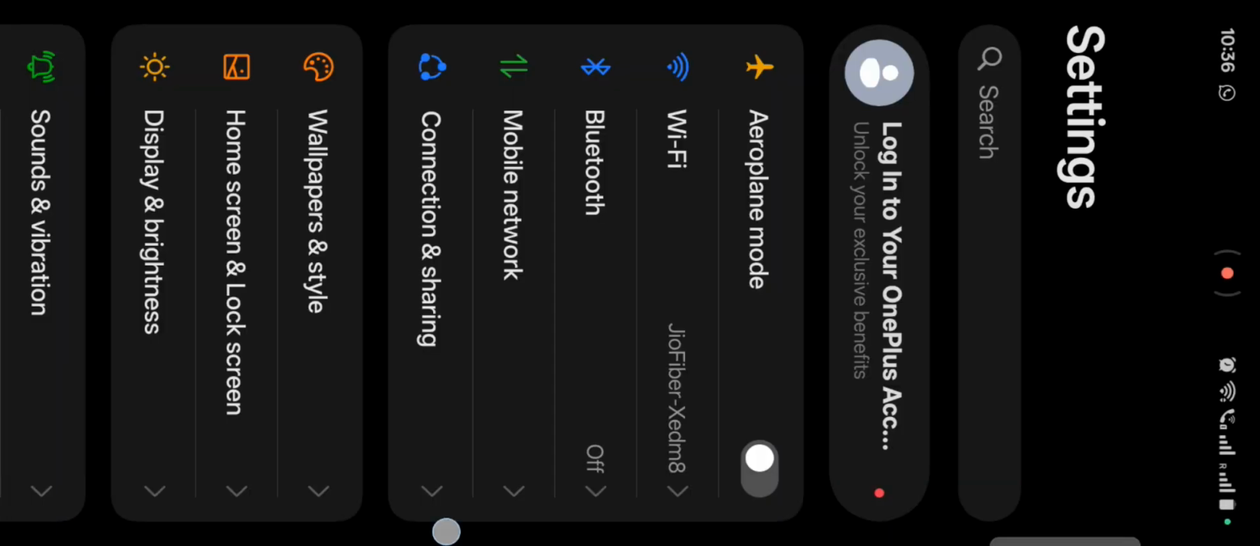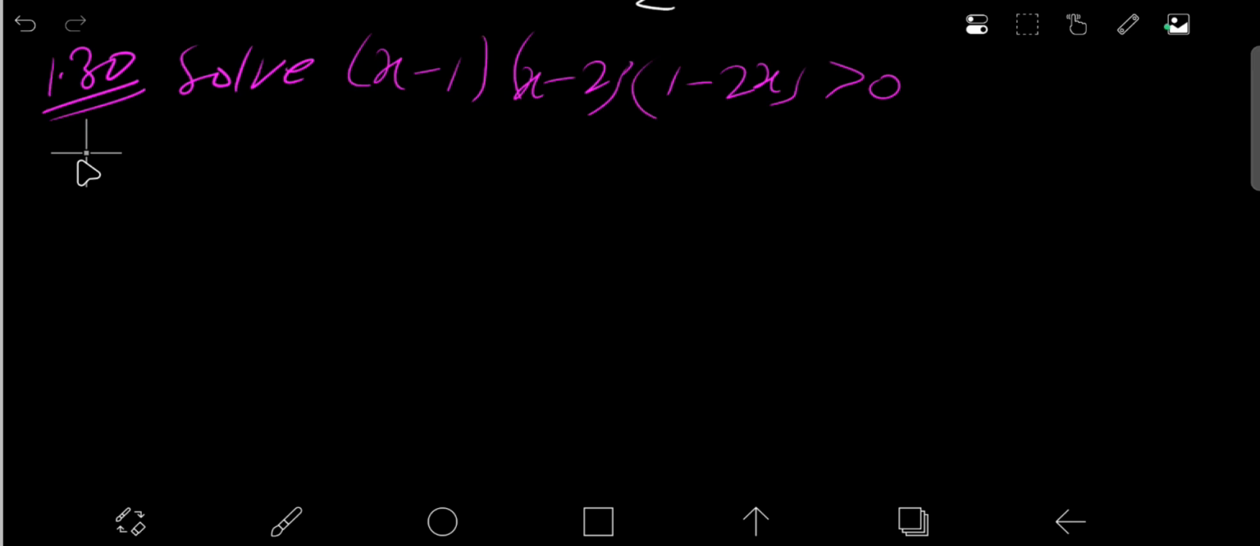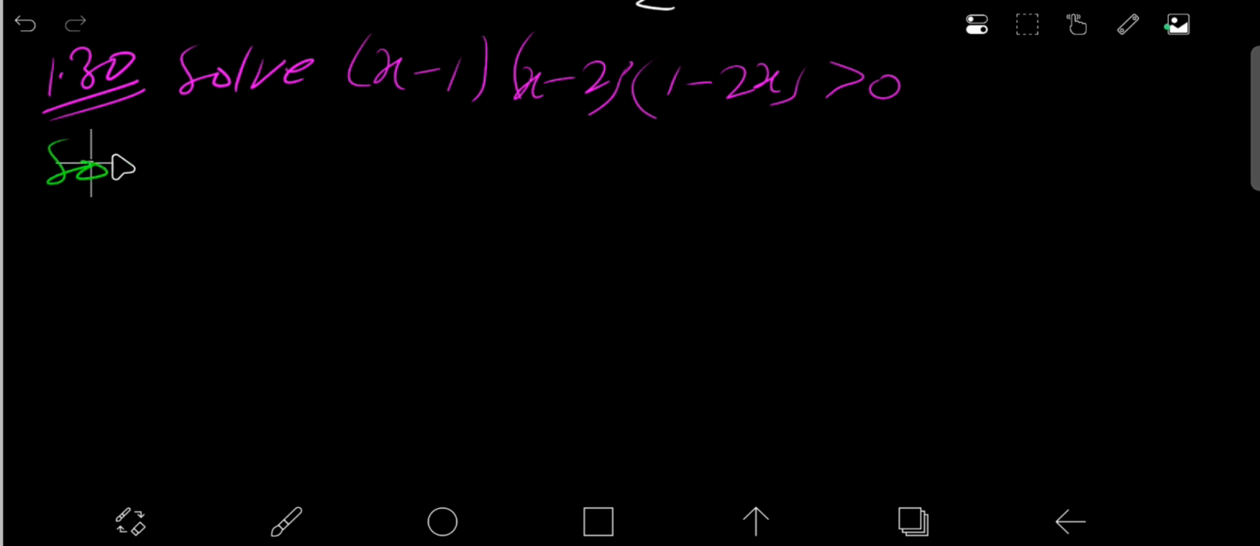What happened here? x minus 1, x minus 2, and another term, 1 minus 2x, is greater than 0. Now here we solve the question.